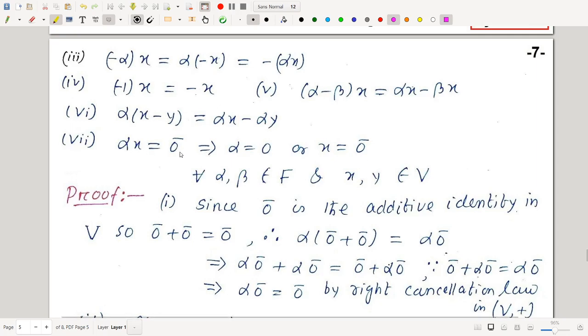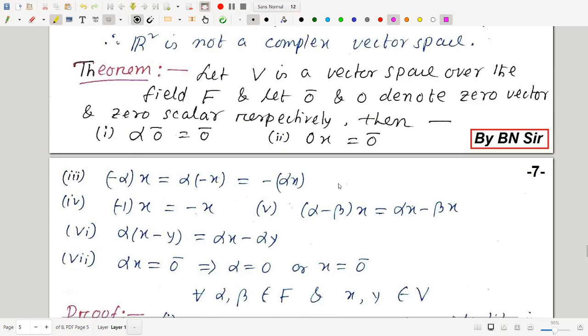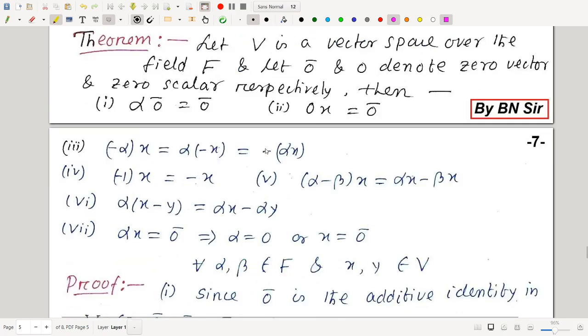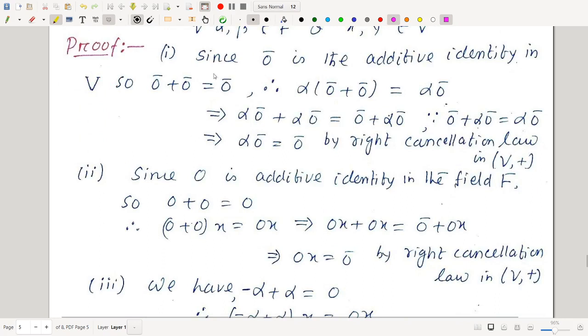Scalar into vector is 0 vector. Then either the scalar is 0 or the vector is 0, for all alpha, beta in F and x, y in V. So let us see the formal proof. It looks trivial and obvious, but we shall have to give the formal, rigorous proof.